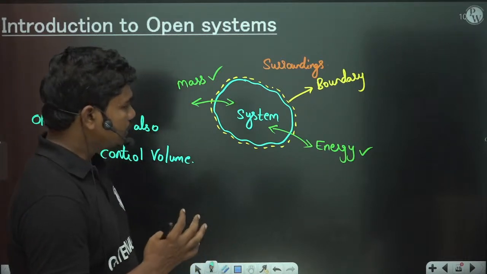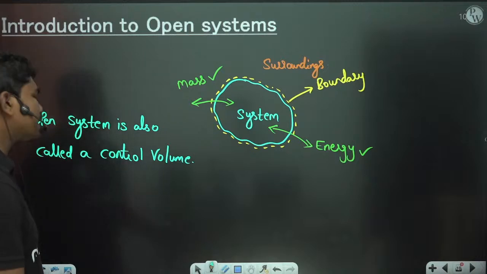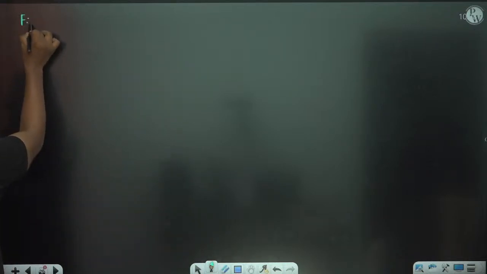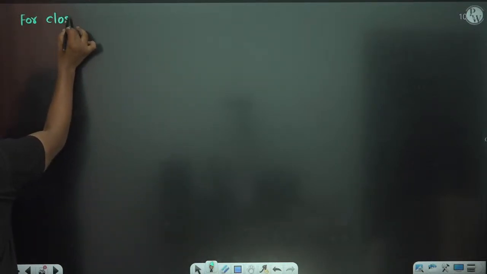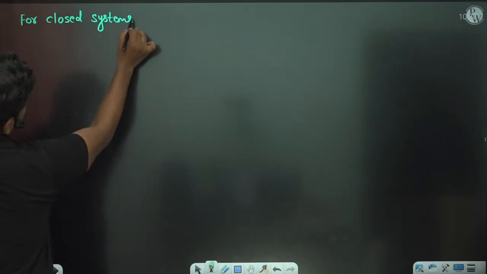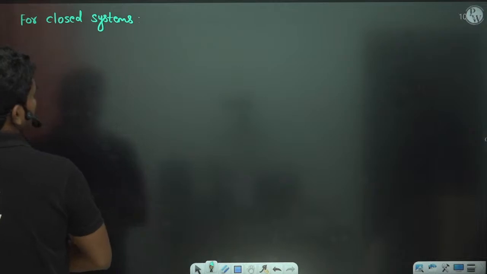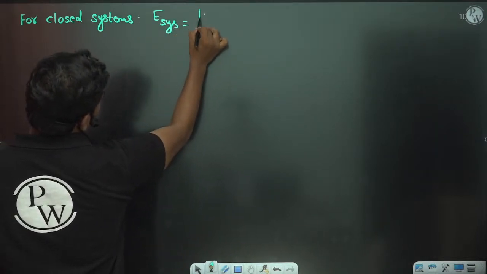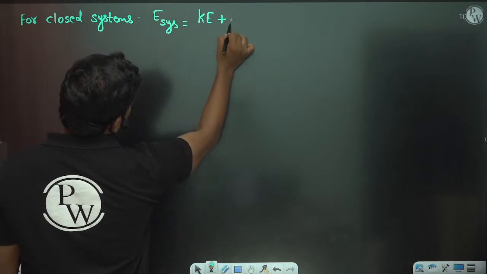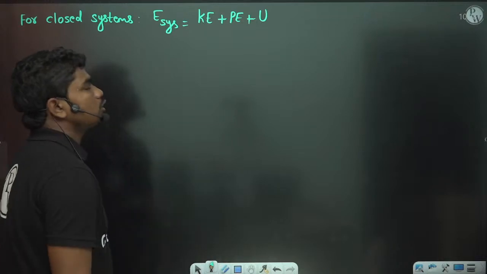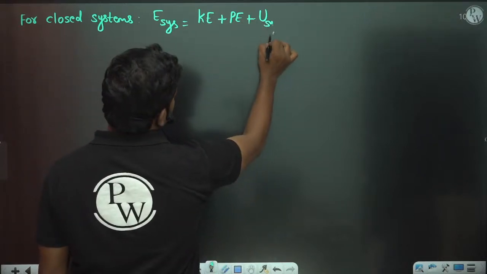Now if you see the energy of a system in a control volume, normally we have seen in case of closed systems, if you talk about the energy of the system, the energy is equal to macroscopic kinetic energy plus macroscopic potential energy plus internal energy of the system actually.